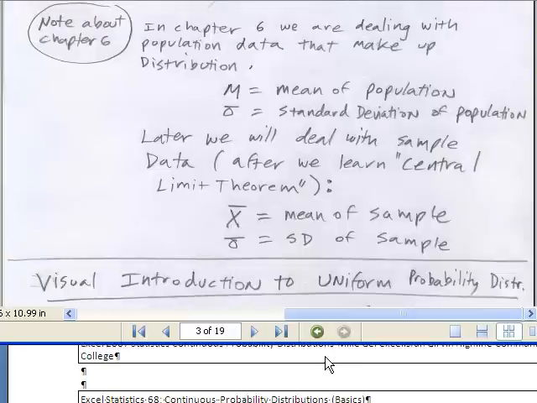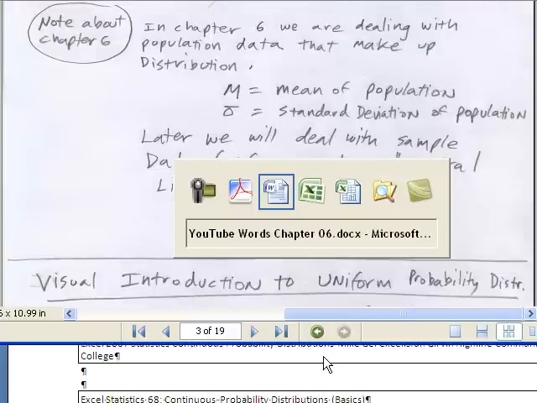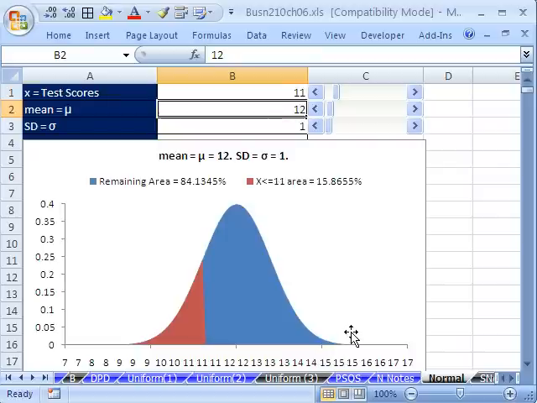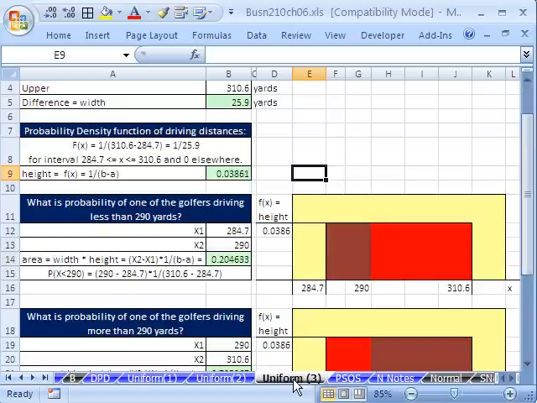Now I want to go over to Excel and just give you a preview of each one of the continuous probability distributions we're going to use. The tabs in black are the ones we're going to look at right now. I'm going to start with uniform. When we do uniform, it's all about this area here. We'll figure out the height and the width and multiply them together, and that will give us the probability for a uniform probability distribution.